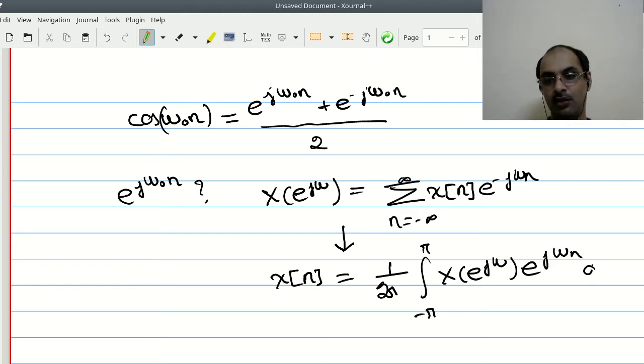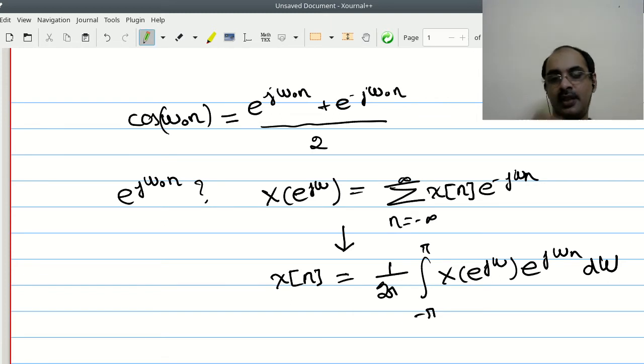e power j omega n d omega. Notice the similarity to the inverse continuous time Fourier transform formula, and notice the similarity to the Fourier series coefficient equation. It's 1 by period over a single period of e power. There's just a sign change. In fact, you should go and do it. You will find that the Fourier series coefficients are x of minus n. So this is the inverse.